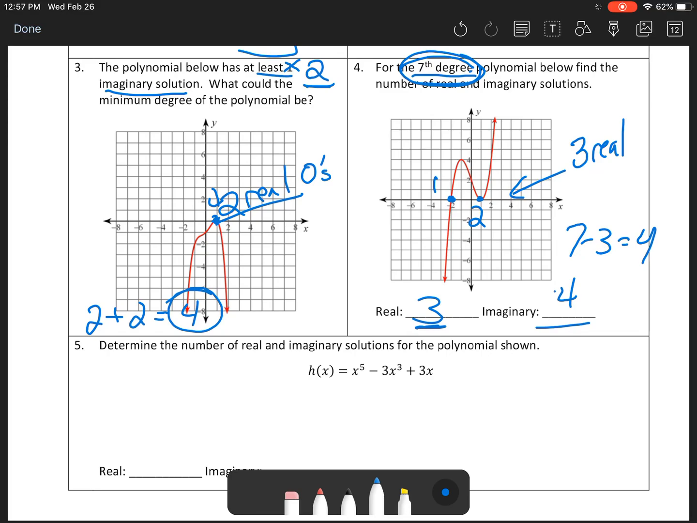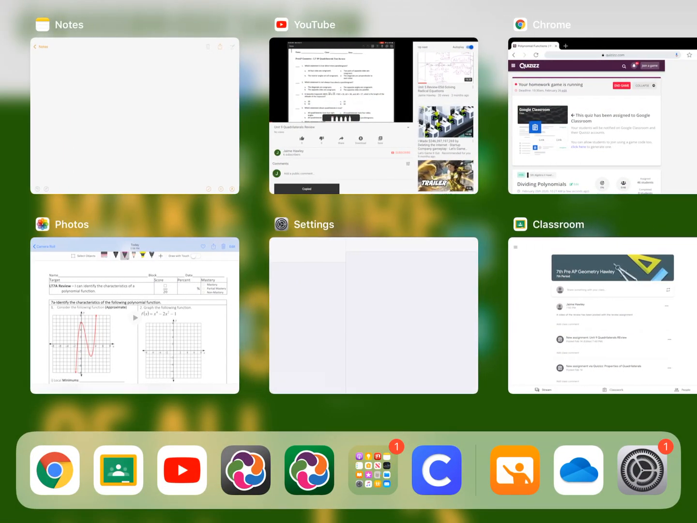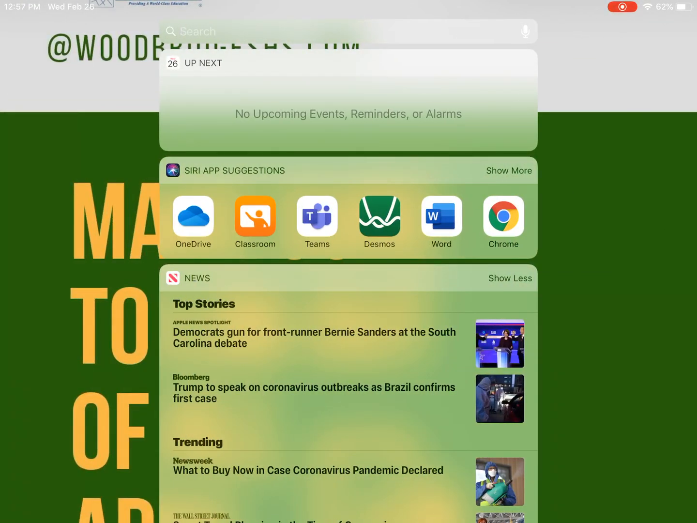Okay. Number 5, you actually need to go to Desmos. I thought I had this open, but apparently I don't. So give me a minute. There we go.